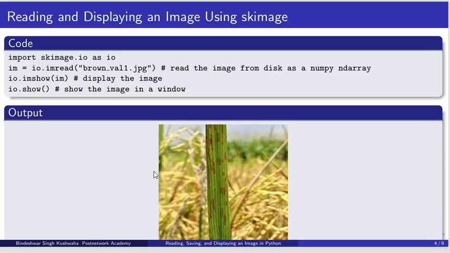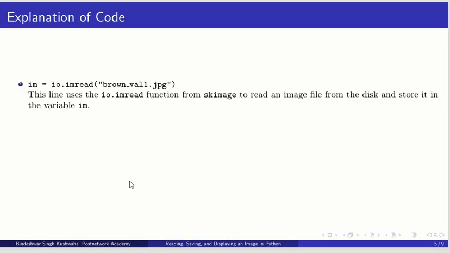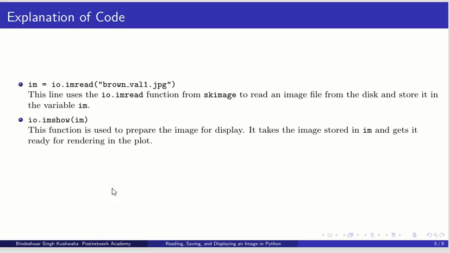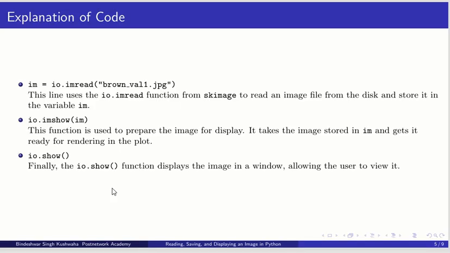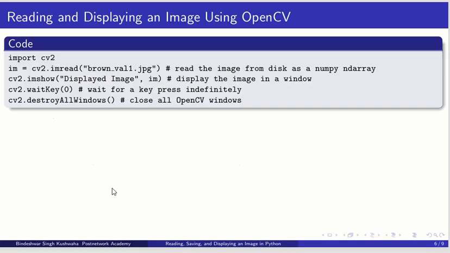Now let us understand it line by line. This line uses the io.imread function from scikit-image, which will read the image from the file and store it in the variable im. Thereafter show, this function is used to prepare the image for display, and io.show finally shows the image.